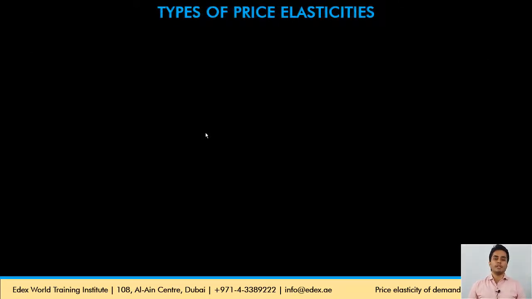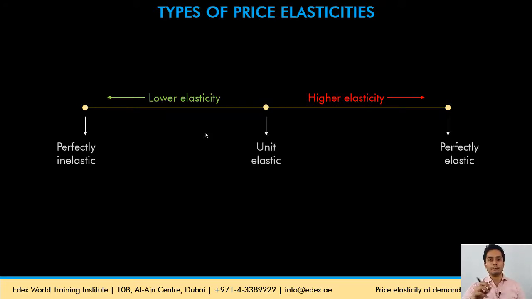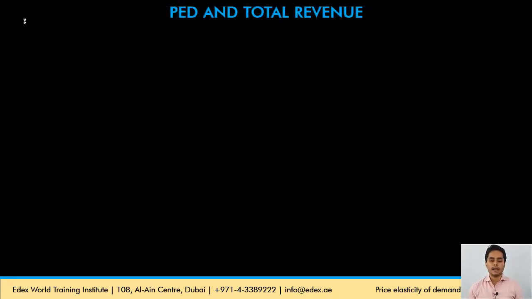Let's summarize all the different types of elasticities using a line. Towards the left, we will have lower elasticities, and towards the right, we will have higher elasticities. On the extreme sides, towards the left, we have perfectly inelastic demand, and on the right, we have perfectly elastic demand. In the center, we have unit elastic demand, meaning exactly the same change in quantity demanded for a given change in price. In real life situations, products can have either elastic demand or inelastic demand. Now let's understand the relationship between the price elasticity of demand and the total revenues of the firm.